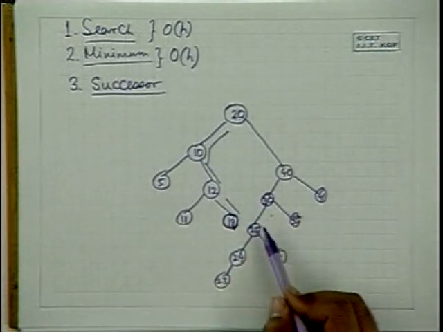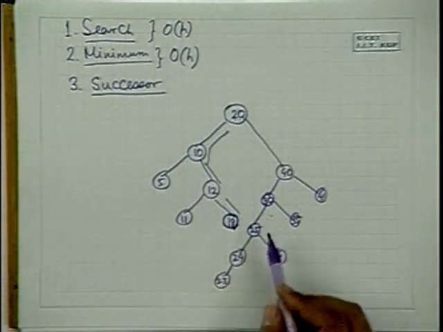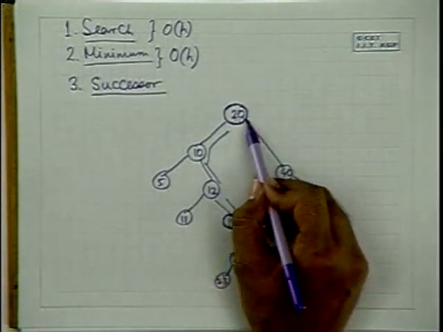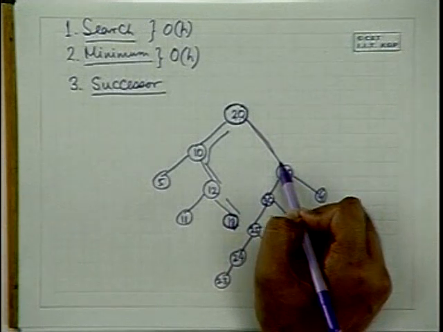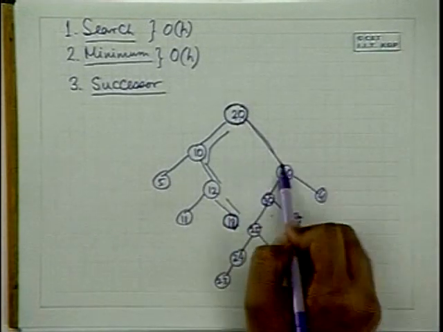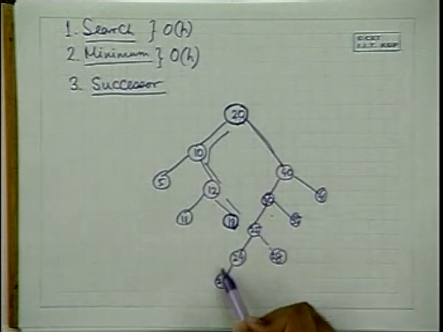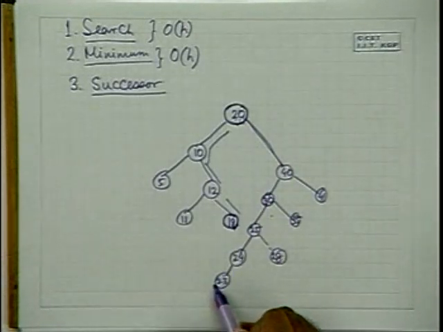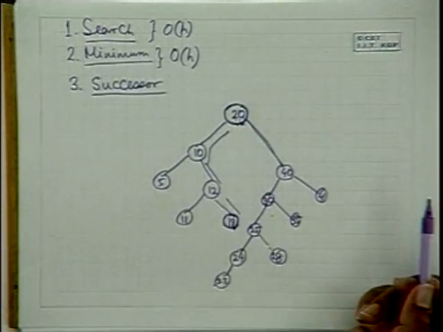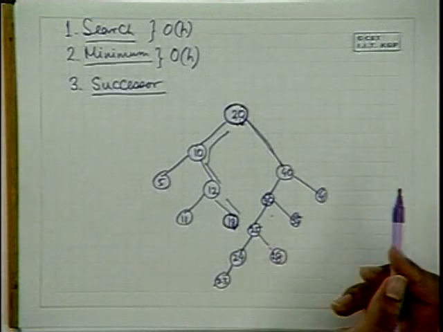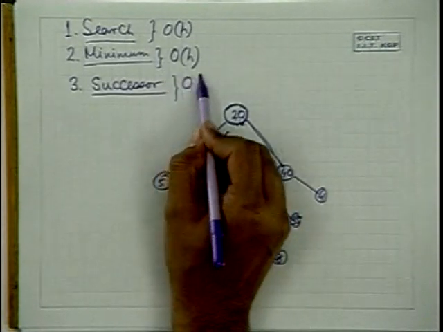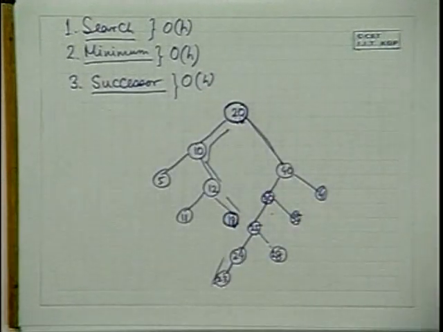Or let's say, what is the successor of 20? Suppose it has a right child. I want to know the successor of 20. Then you go to the right child and then go to the leftmost node, 23. Then 23 will be the successor of 20. So these are the two cases. You can handle these two cases again in how much time? Order of h, because you are not traversing more than the height of the tree.